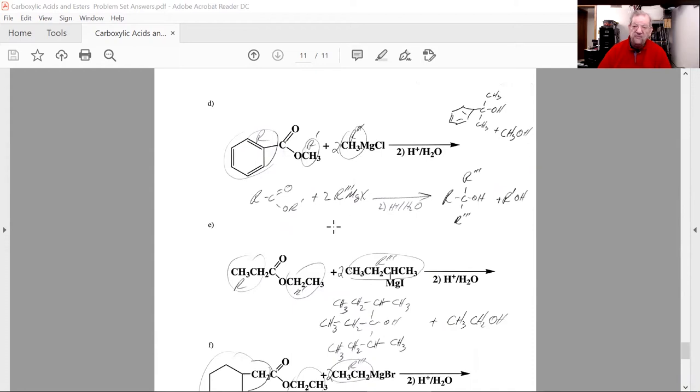This is one of those special reactions where you can make a carbon-carbon single bond, not one, but two, and keep your eye on the carbonyl carbon. That becomes this carbon, which is an alcohol. The OR prime from the ester becomes the second alcohol. So you actually get two products. Notice here, I have this ester plus this Grignard. I make these two alcohols.